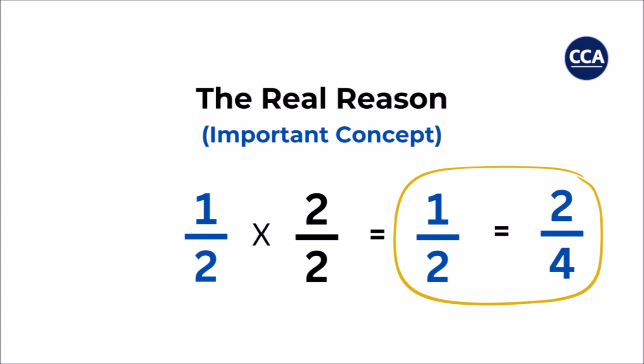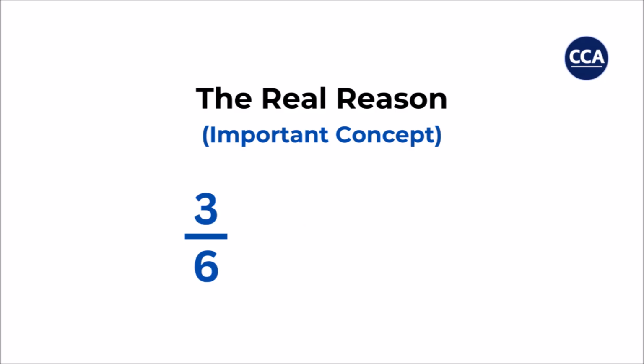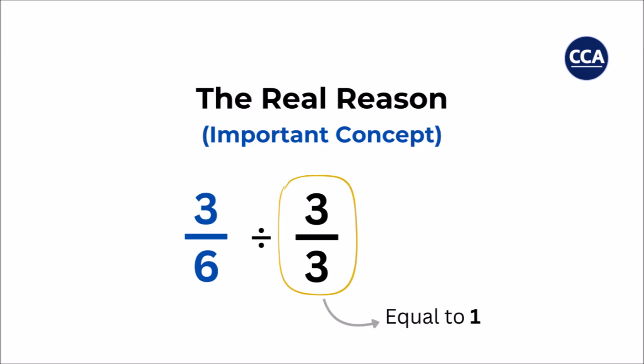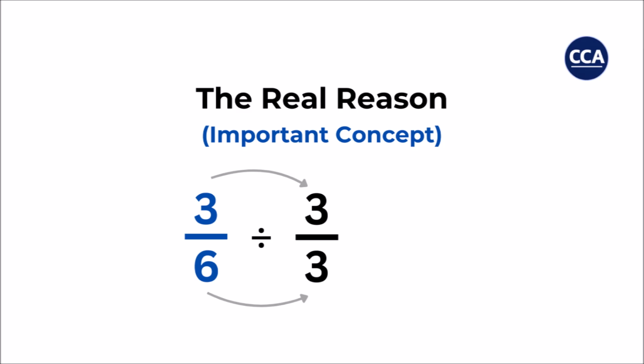Now you know why multiplying the numerator and the denominator by the same number does not change the value of a fraction. Now let's think in reverse. Rather than multiplying, divide the numerator and the denominator by the same number and see what happens. Take 3 over 6 as an example. Now divide this fraction by 3 over 3, which is technically equal to 1. And we know that, just like multiplying, dividing any number by 1 does not change that number either. So, by dividing the numerator by the numerator and the denominator by the denominator, we will get 1 over 2, which is definitely equal to 3 over 6.